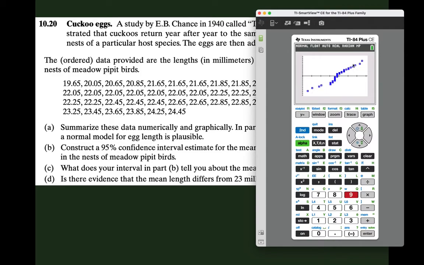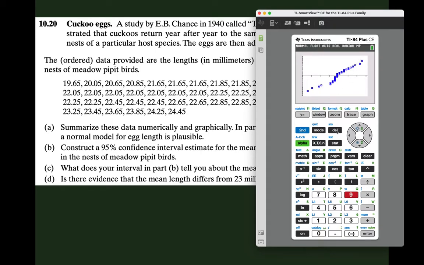When you're dealing with a skewed distribution, this will really be exaggerated. A lot of times it'll look like a real exaggerated kind of curvature. And so again, I'm not seeing any evidence here that the assumption of a normal model for egg length isn't plausible. So everything's adding up.